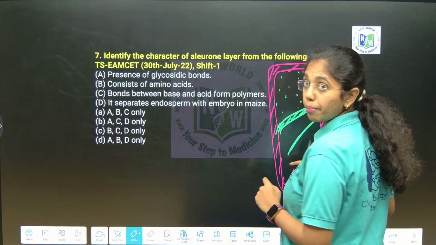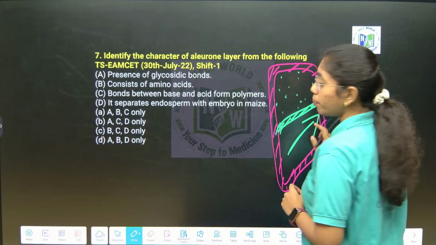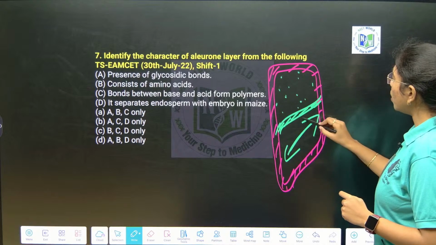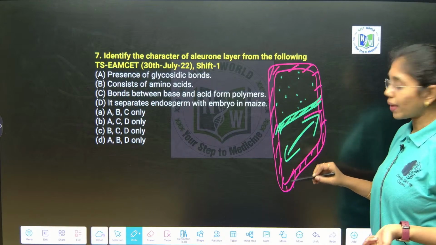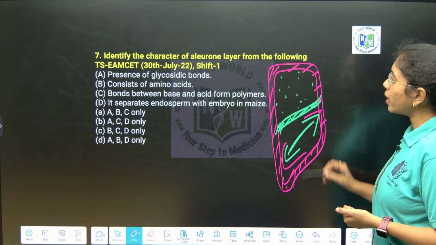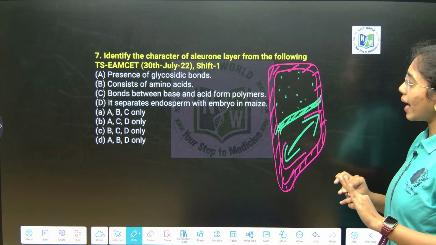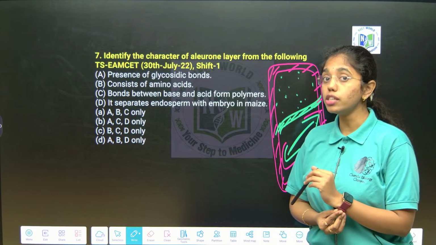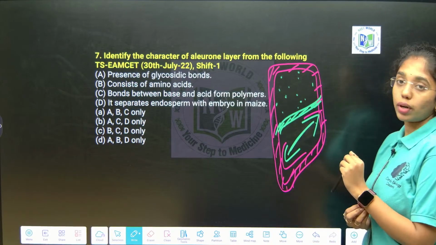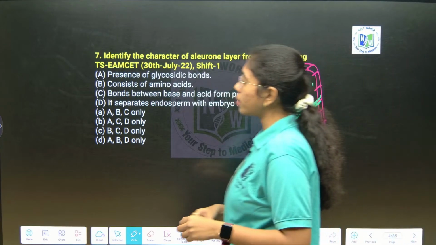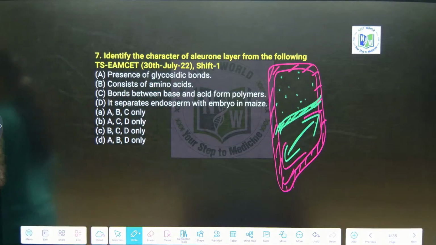Here will be the embryonal axis, where at the tip you will have plumule, at the base you will have radicle. Plumule is covered by what ma? Coleoptile, and radicle is covered by what? Coleorhiza. So, here identify the characters of aleurone layer. We need to identify the characters of aleurone layer only amongst these 4 options. Just look into that carefully and answer beta.